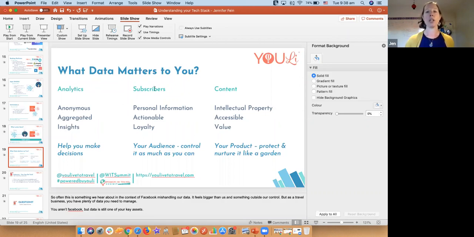The second one is one that you probably think about a lot more, which is subscribers. These are people that are on your email list. These are people who've made bookings. These are customers. You have personal information, and in travel, you often have very sensitive information, things like passports, maybe even health data. Now, this information is very actionable, and because you have this kind of data, it can drive a lot of loyalty because you can really personalize these experiences. This is your audience. This is the piece that you need to control as much as you can.